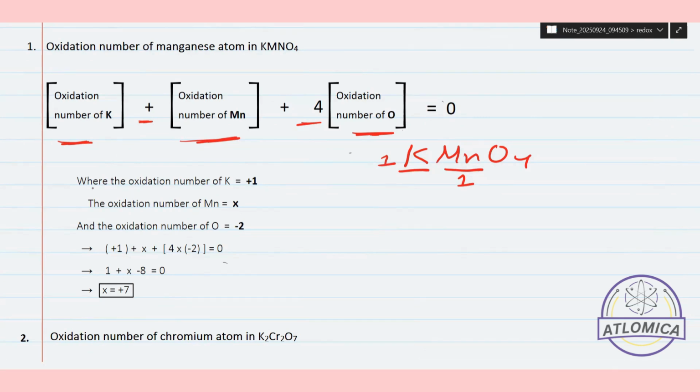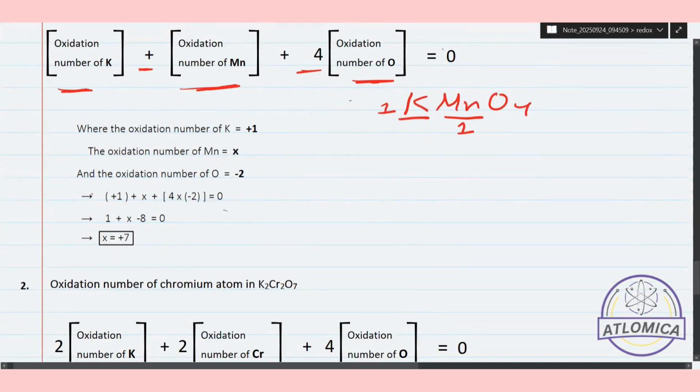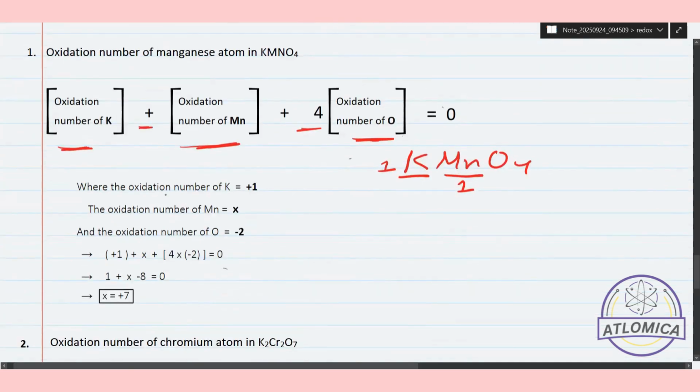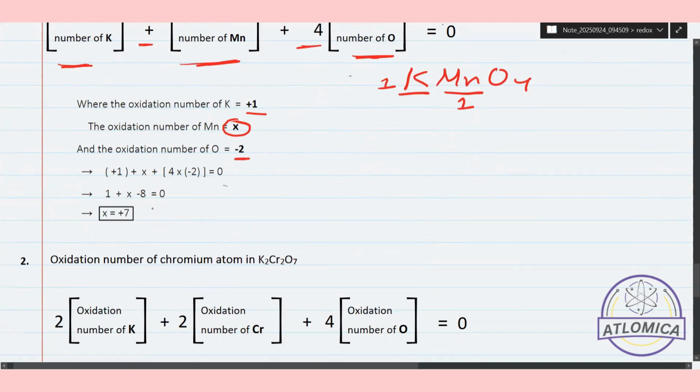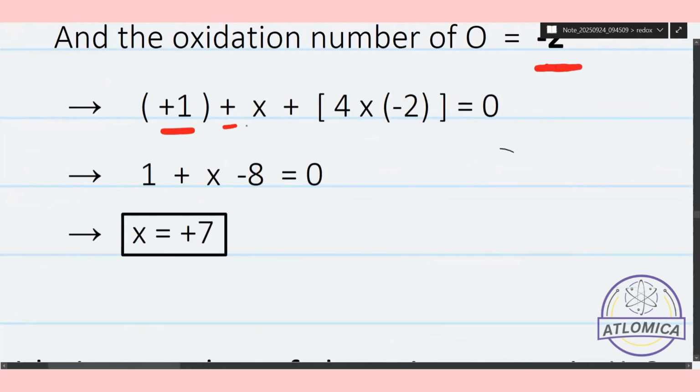Likewise, in the algebraic equation, you have a single variable, and that is x. X is your variable, and the knowns are the oxidation number of K and the oxidation number of O. We know the oxidation number of K is +1. The oxidation number of manganese we don't know, so we're denoting it by X, and the oxidation number of oxygen is -2. So we made an algebraic equation like that: +1 plus X plus -2 multiplied by 4, where -2 is the oxidation number of oxygen, equals 0. And we've solved it.